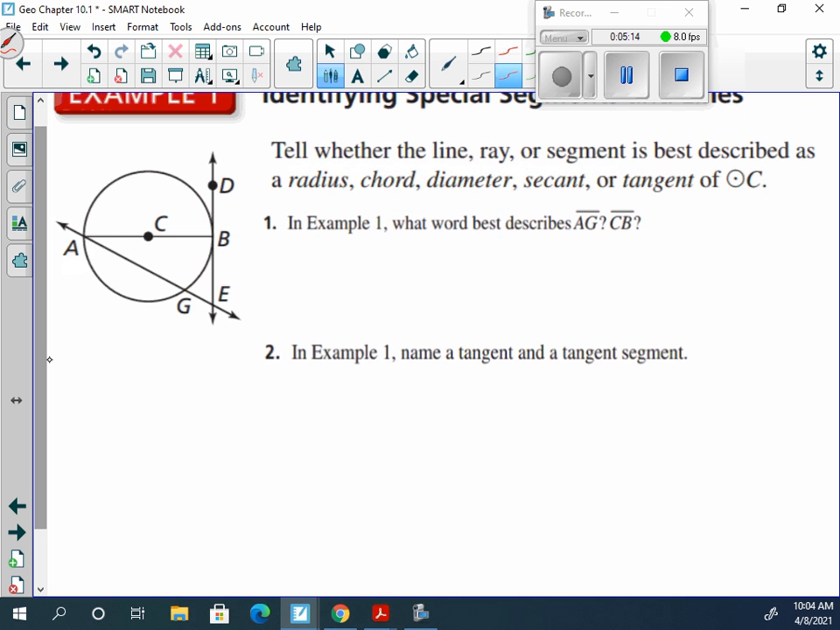All right. In example 1, what would best describe AG? So are we talking about a line or a segment?